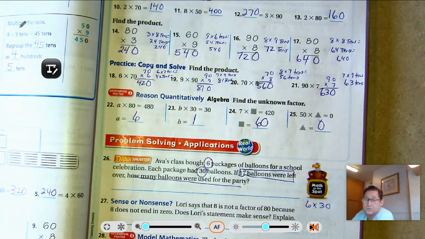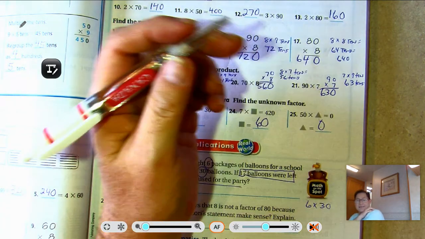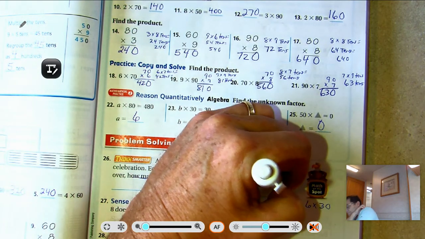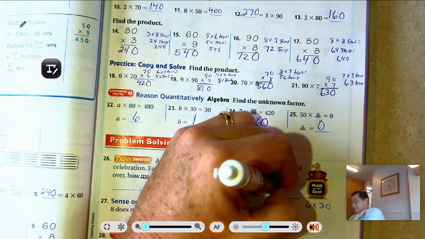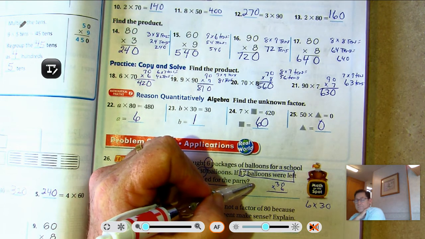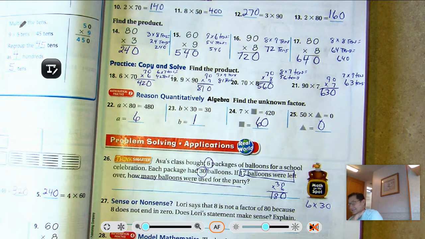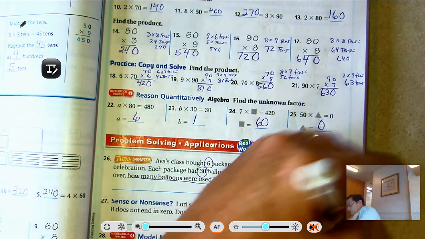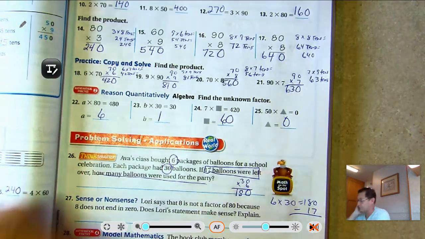So that'll tell us how many balloons they have in total before the party. And then we're going to say that they didn't use 17. All right, so let's go ahead and use 6 times 3 sets of, rewrite 30 times 6 as 30 times 6. 6 times 0 ones is 0. 6 times 3 tens is 18 tens. So they had 180 balloons, but they didn't use 17. So now we're going to subtract 17.